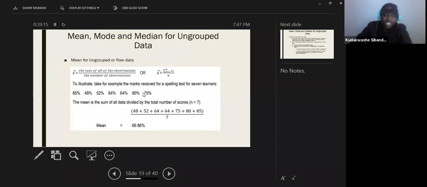So basically what it means now is you are going to add each and every data point, which is this part here, divided by the number of the data values themselves, or the number of observations within that specific sample. So in this case, we add everything, then you divide by 7, and then you get the mean value of 66.86.